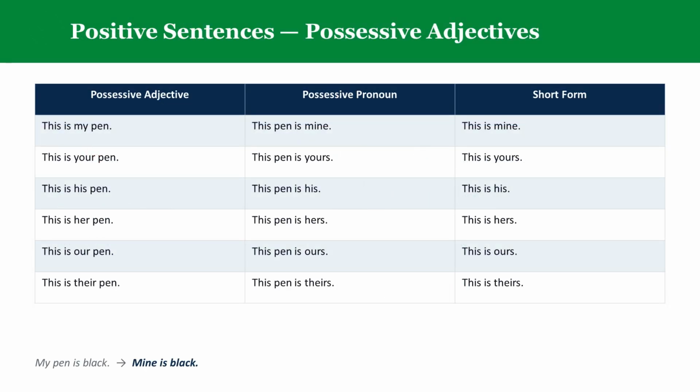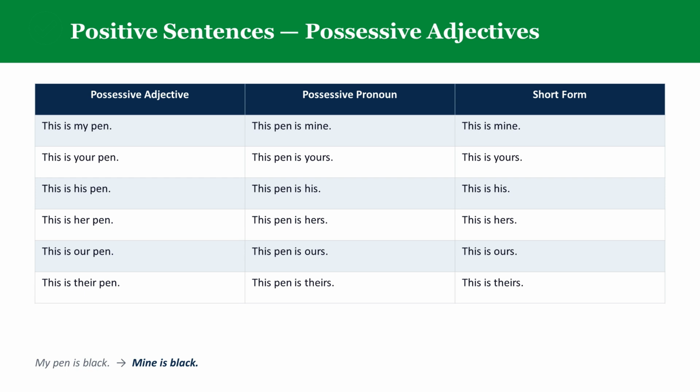Now let us look at positive sentences using possessive adjectives and possessive pronouns. When we use a possessive adjective, we say, this is my pen. When we use a possessive pronoun, we say, this pen is mine, or simply, this is mine. Similarly, with your, we say, this is your pen. As a pronoun, this pen is yours, or this is yours. With his, we say, this is his pen. As a pronoun, this pen is his, or this is his. Notice that his stays the same in both cases.